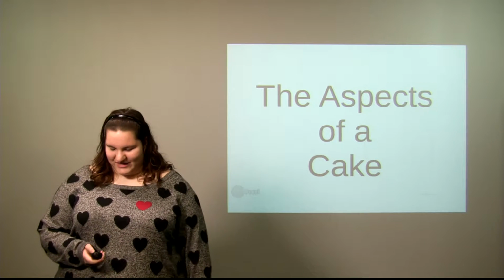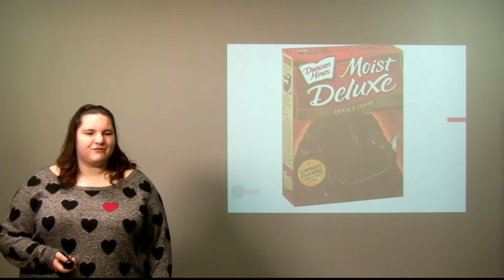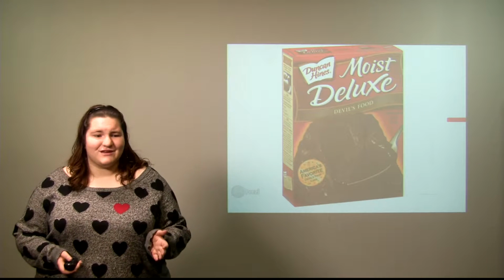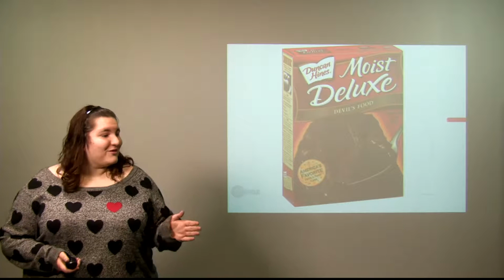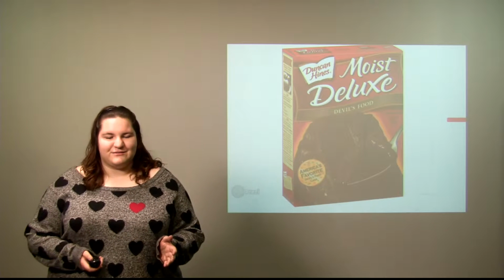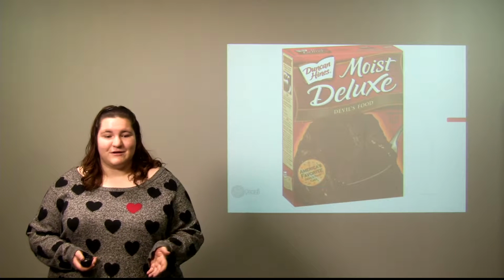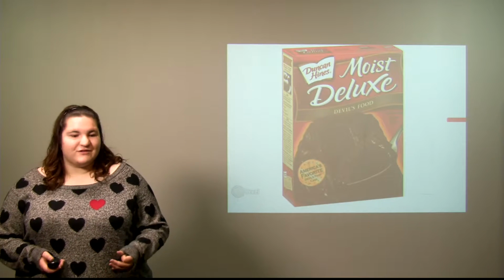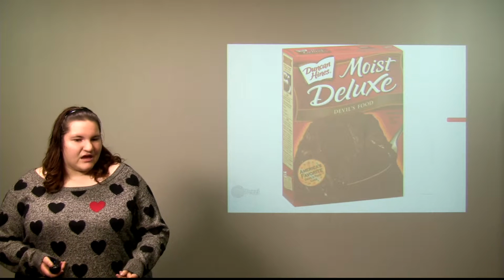The aspects of a cake. So when you're walking through a grocery store, we all look and see that coveted dessert aisle. And we all know what it looks like because we all love going there. Now, when you go down that aisle, you see bright boxes of red and blue bearing names like Duncan Hines and Betty Crocker.